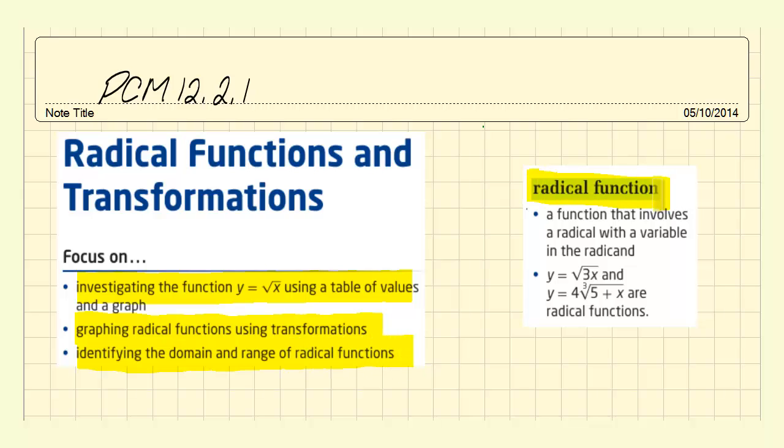You'll see on the right over here that a radical function is defined as a function that involves a radical with a variable in the radicand. So we've got a radical here with a variable, the x, in the radicand under the root sign. Or over here, 4 times the cube root of 5 plus x, and again the x is under the radical sign. So let's take a look first at example 1.